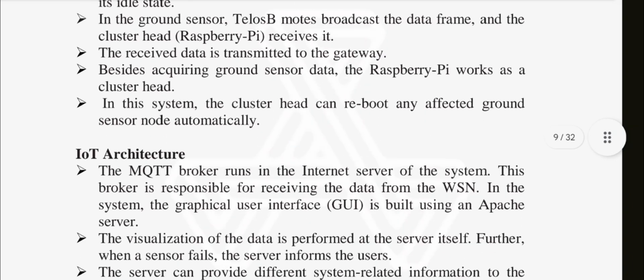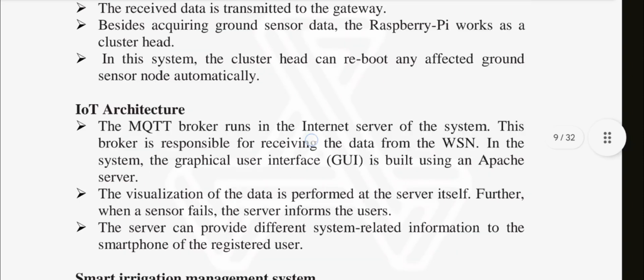In the ground sensor, Telosb motes broadcast the data frame and the cluster head Raspberry Pi receives it. This received data is transmitted to the gateway. Besides acquiring the ground sensor data, the Raspberry Pi works as the cluster head. In this system, the cluster head can reboot any affected ground sensor node automatically.